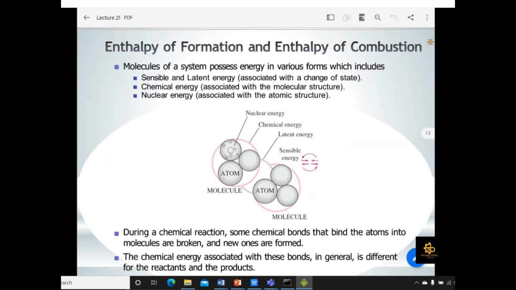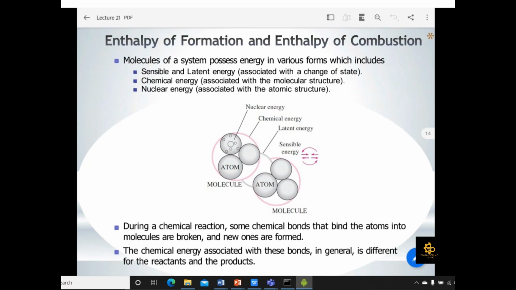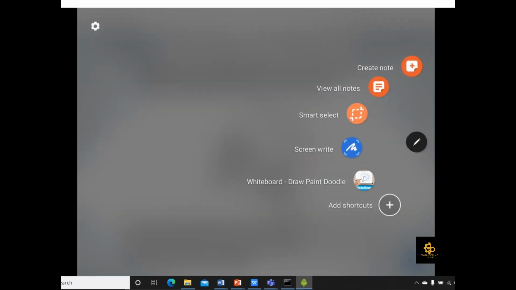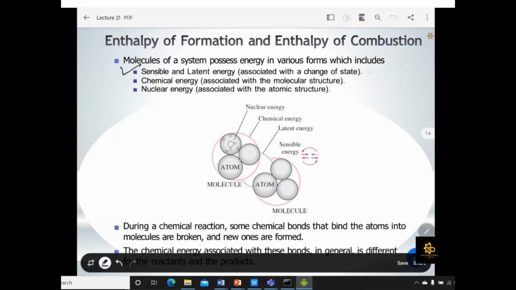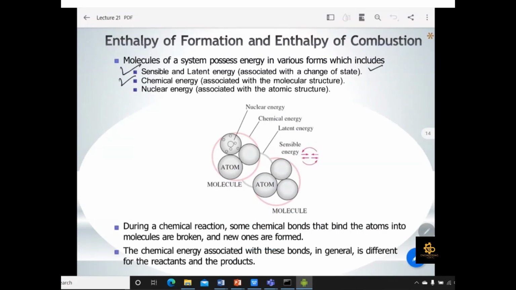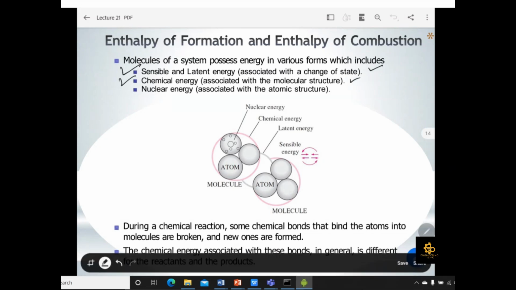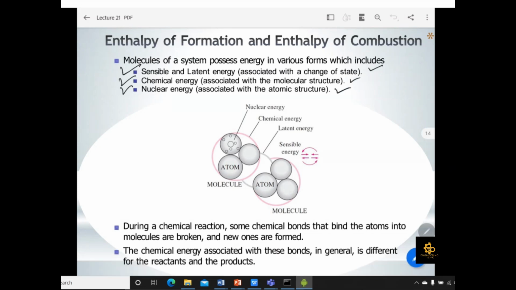Okay, so now we are coming towards another topic, which is related to the combustion process as well: enthalpy of formation and enthalpy of combustion. We already know that when we are dealing with chemical reactions, there are molecules in the system, and the molecules of the system possess energy in various forms, which include sensible and latent energy, which is associated with the change of state, chemical energy, which is associated with the molecular structure, and nuclear energy, which is associated with the atomic structure.